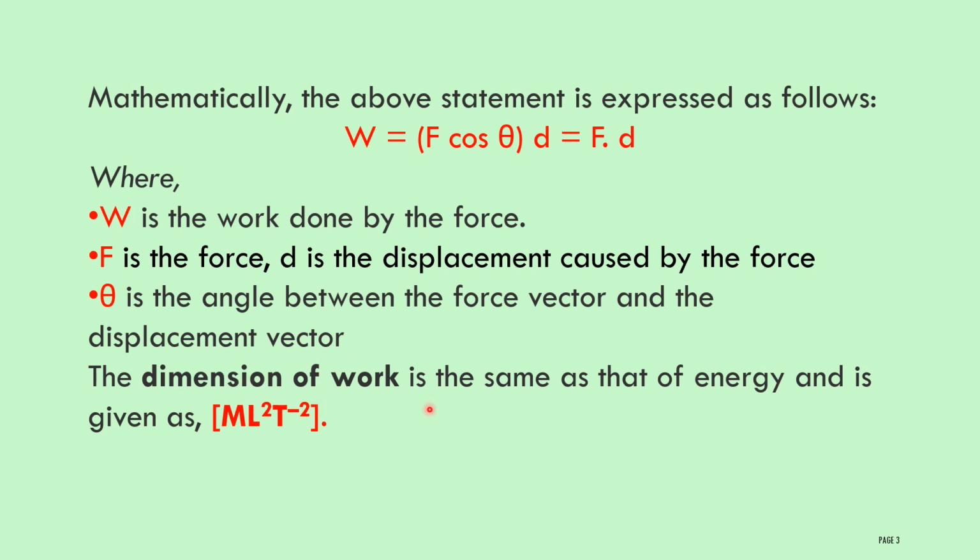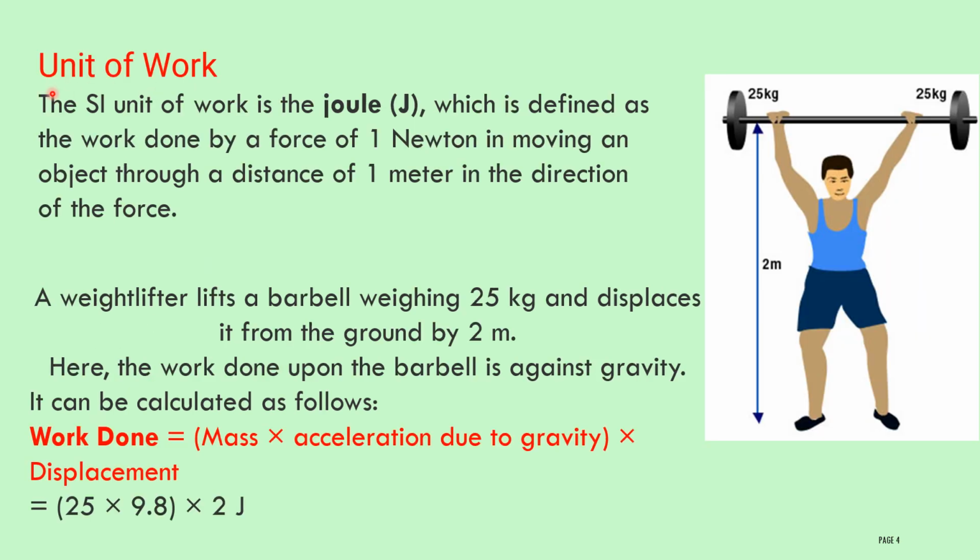Next one, the dimension of work is the same as that of energy. It's given as M L to the power of 2 T to the power of minus 2. Unit of work: the SI unit of work is joule. Define 1 joule. 1 joule is defined as the work done by a force of 1 Newton in moving an object through a distance of 1 meter in the direction of the force. If you apply a 1 Newton force and the object covers 1 meter distance in the direction of the force, then that work done we will consider as 1 joule.